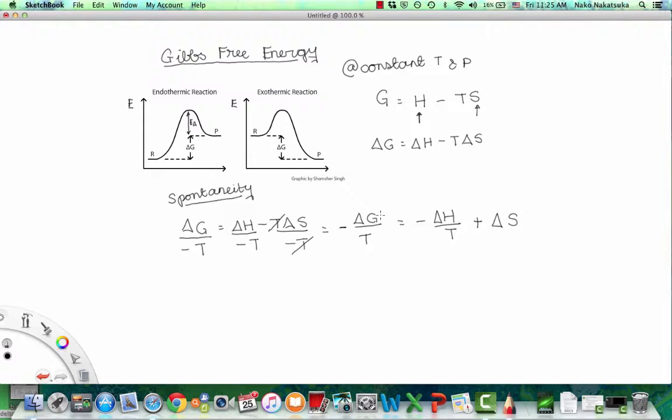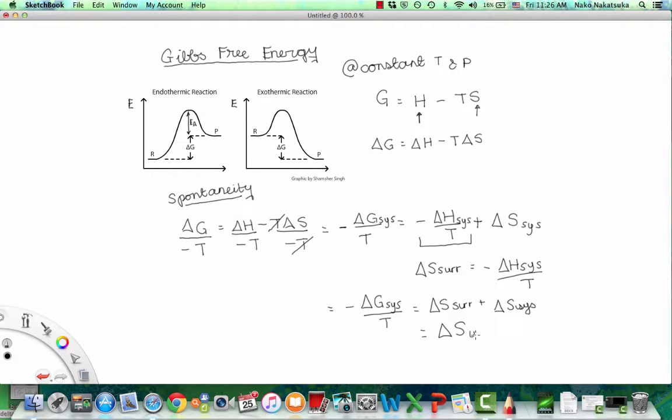So now I want to also write this as the delta G of the system, the delta H of the system, and the delta S of the system as well, so that I can write out this part as something separate. So remember this relationship where delta S of the surroundings can be written as negative delta H of the system over temperature, which is exactly what we have. So now we can actually rewrite this as negative delta G of the system over T equals delta S of the surroundings plus delta S of the system. So doesn't this look familiar? When you add the delta S of the surroundings with the delta S of the system, this is equal to the entropy change of the universe, right?